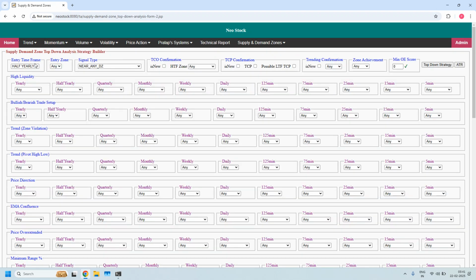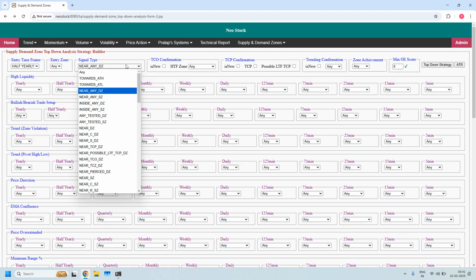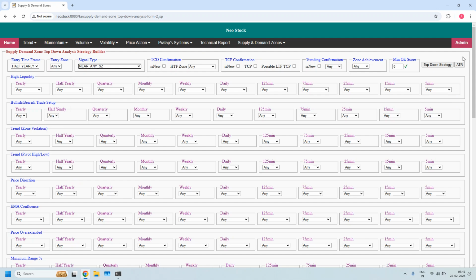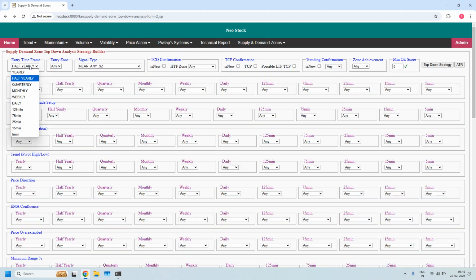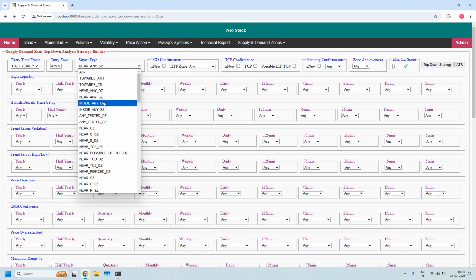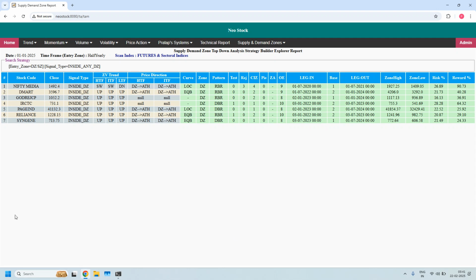Next, half yearly time frame. Stocks near half yearly supply zone. We don't have any stocks. Next, half yearly time frame. Price closed inside the half yearly demand zone. We got 7 stocks.